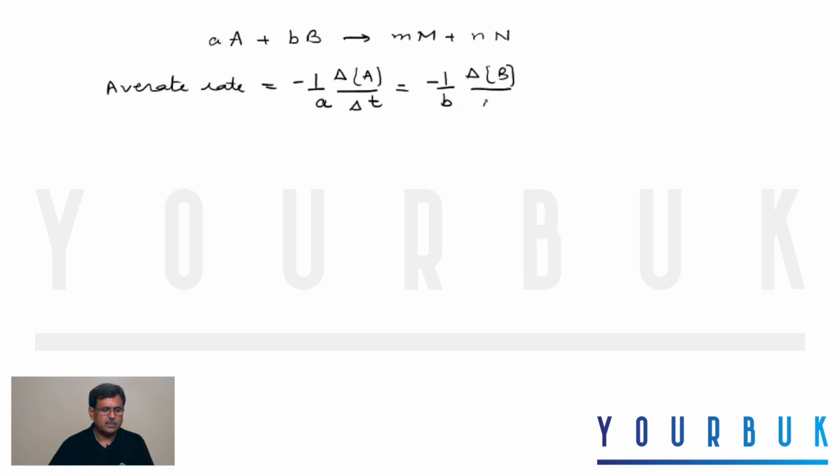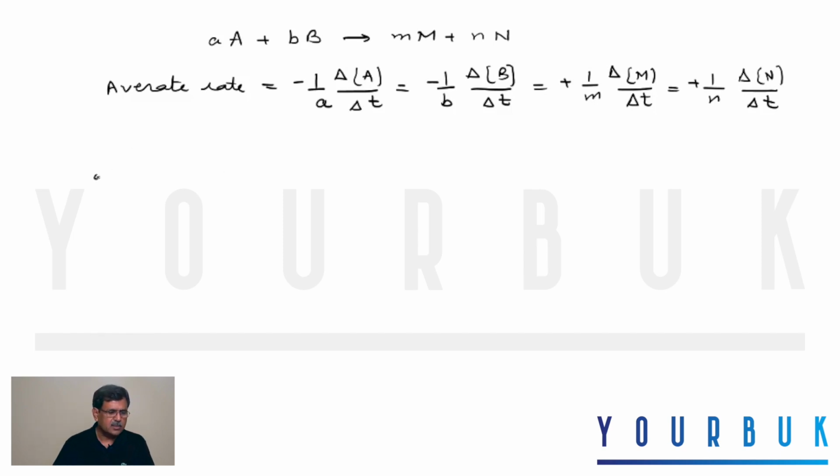This square bracket represents the concentration in moles per liter, and plus means the concentration of M increases with time. It means this substance is on the right hand side of the arrow as a product. So again 1 by m delta M upon delta t, and is equal to plus 1 by n delta N upon delta t. And the rate can be expressed either as a disappearance of A, disappearance of B, or formation of M, or formation of N.